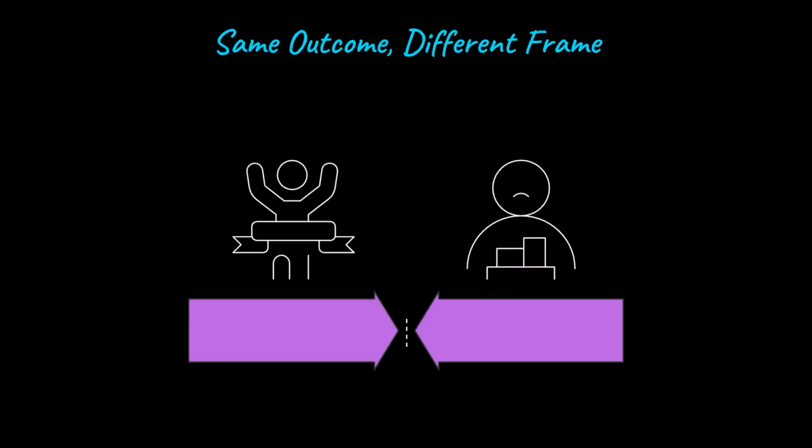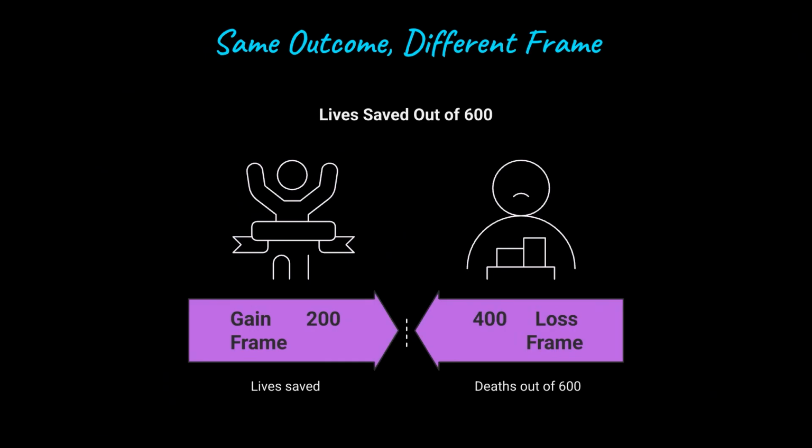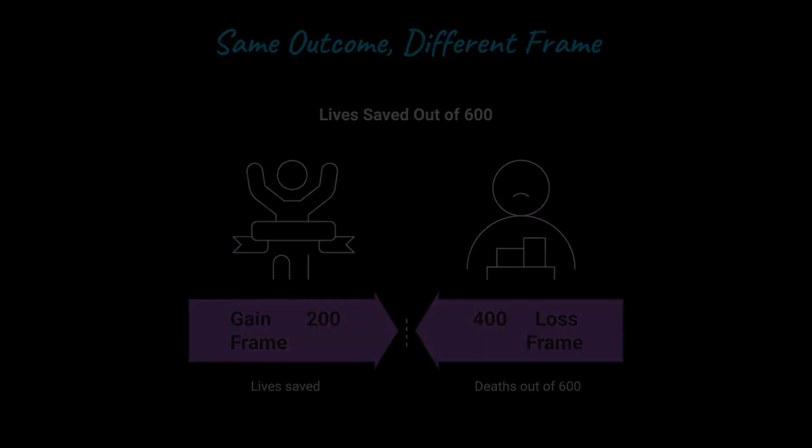The classic Asian disease problem illustrates this perfectly. Told that a policy would save 200 lives, people preferred the certain option. Told that 400 would die, people gambled on the risky option, even though both descriptions refer to exactly the same outcome. The mechanism lies in prospect theory's value function. People evaluate outcomes as changes from a reference point, not in absolute terms. Losses feel roughly twice as painful as equivalent gains, so framing an outcome as a loss versus a gain shifts which side of that reference point it lands on, changing how attractive it feels.